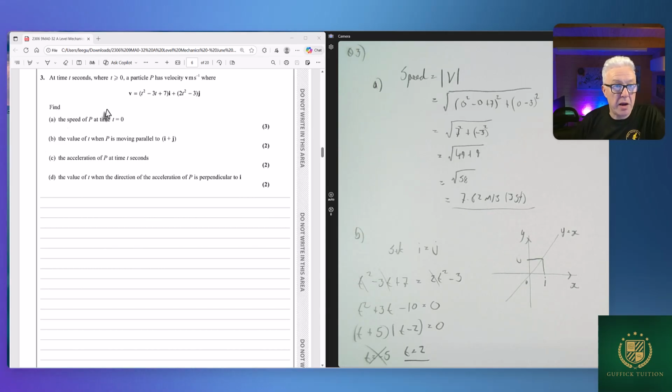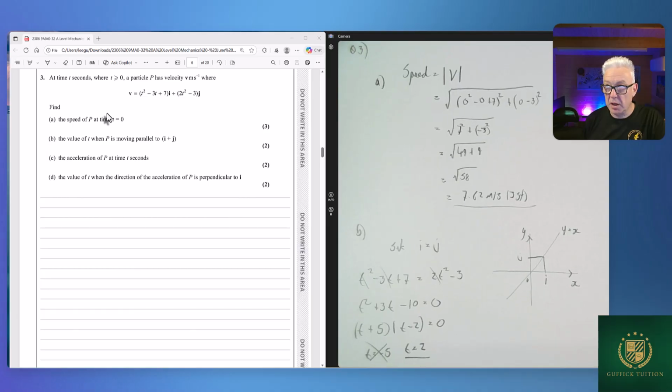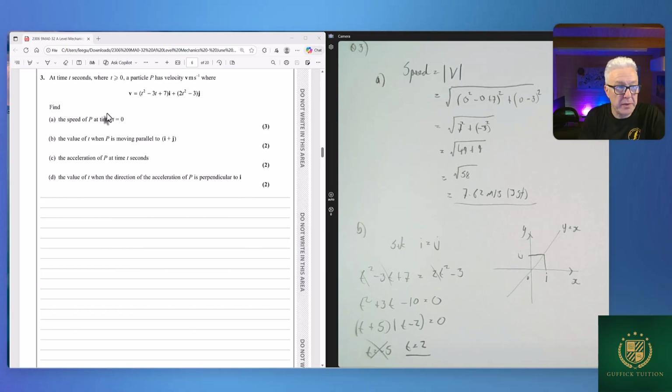Hello everyone, and we're now on question 3 on mechanics from 2023 for A-Level Edexcel. At time t seconds, where t is greater than or equal to 0, a particle has a velocity of v meters per second, where v is equal to (t squared minus 3t plus 7)i plus (2t squared minus 3)j. Find the speed of p at time t equals 0.